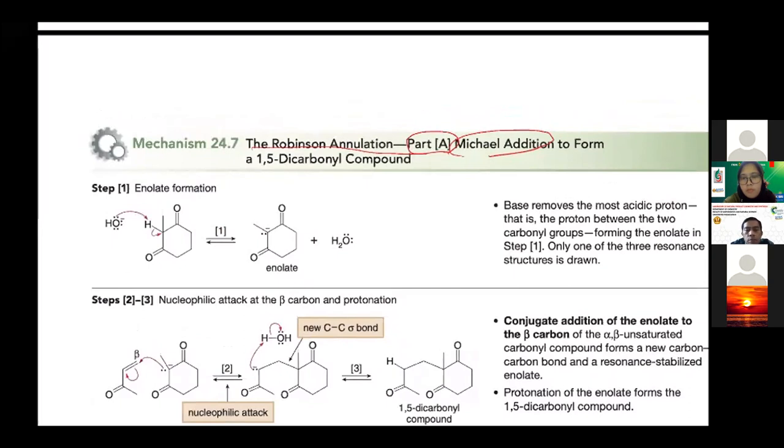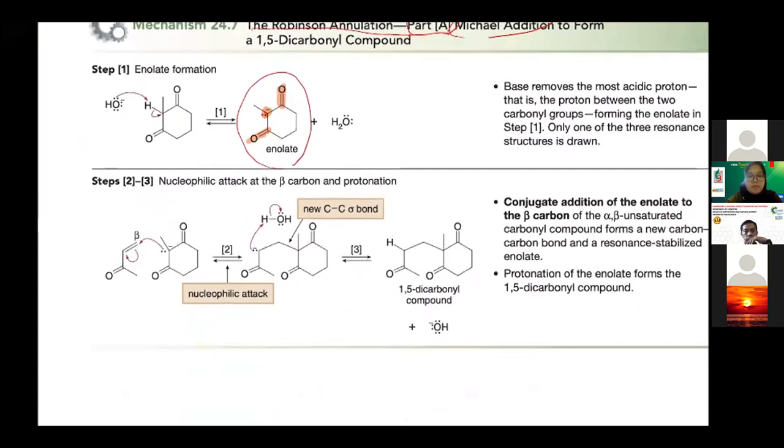Where is the acidic proton? Yes, this one is the acidic proton, an enolate, because the ketone group is attached to the carbon here. This one is an enolate. So this one attacks in the Michael reaction. Nucleophilic attack at the beta position. A nucleophilic attack, and a new C-C bond is formed here.